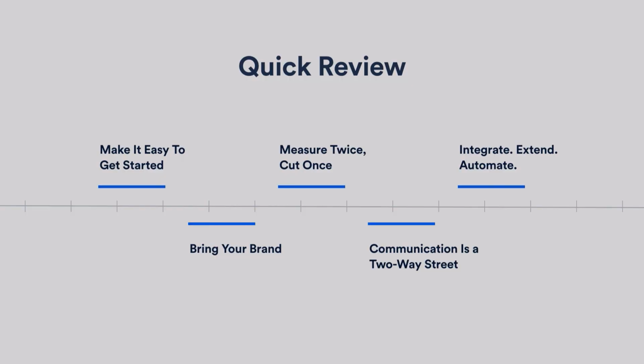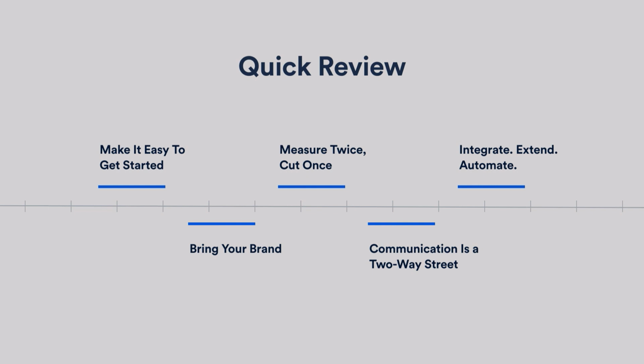So quick review. 5 things that you should do when making a public board. Make it easy to get started. Provide clear, obvious context for your users to engage. Bring your brand. Be delightful. Provide that color and visual stimulation that your users expect. Measure twice, cut once. Don't say anything out loud that you don't want the internet to know about. Communication is a two-way street. Don't just be a billboard. Let your users interact with you. Give them a chance to give you some data and feedback.